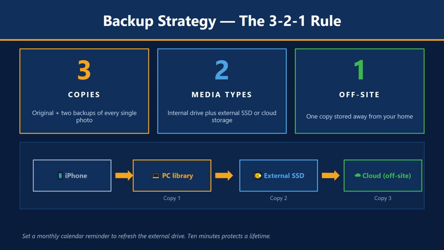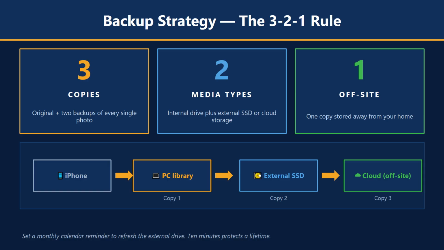Incorrect export methods: choosing Export instead of Export Unmodified Original, auto settings that convert HEIC to JPG on transfer, or screenshotting a photo instead of copying it. Rule of thumb: if an app re-uploads or re-saves your photo, it is compressing it.